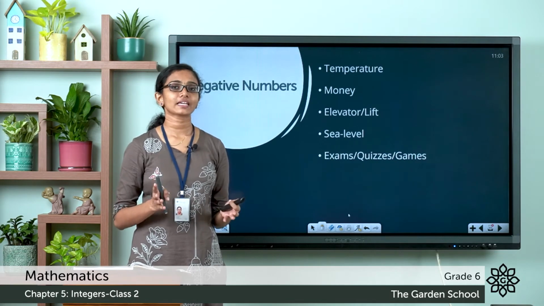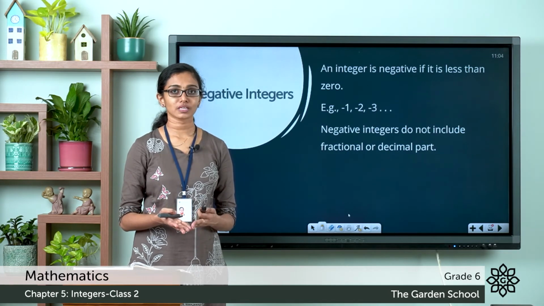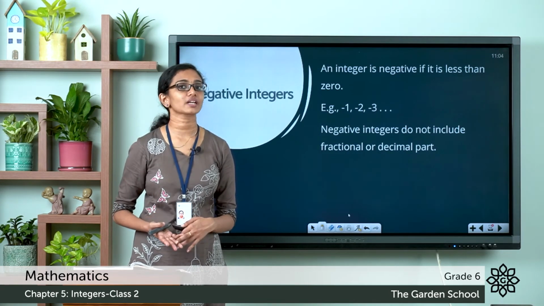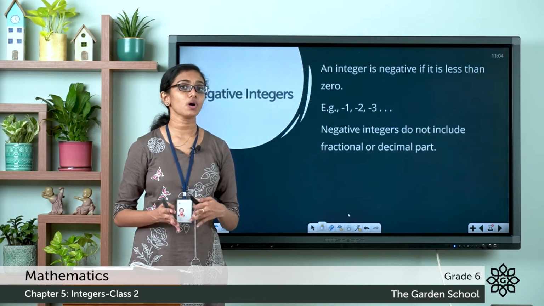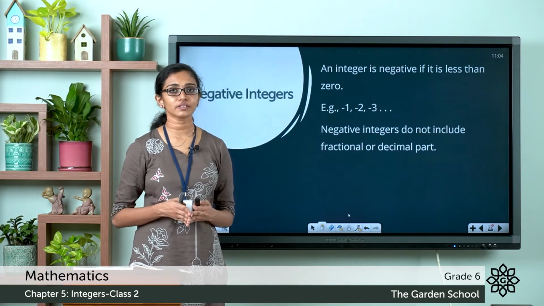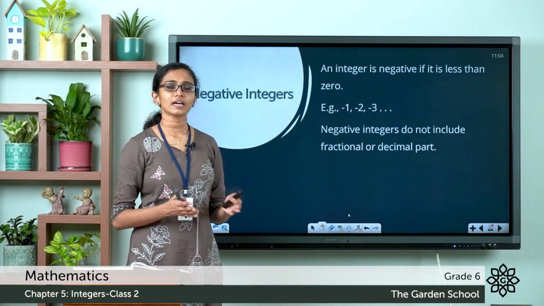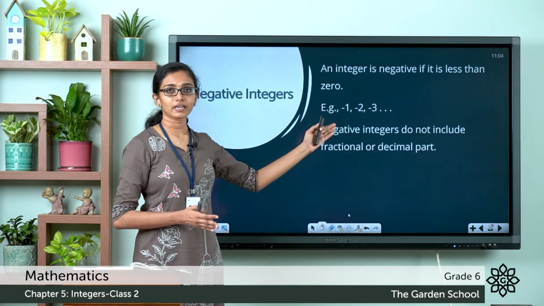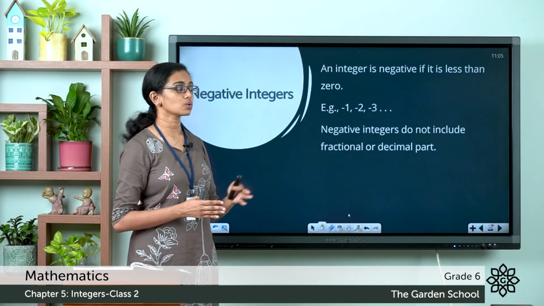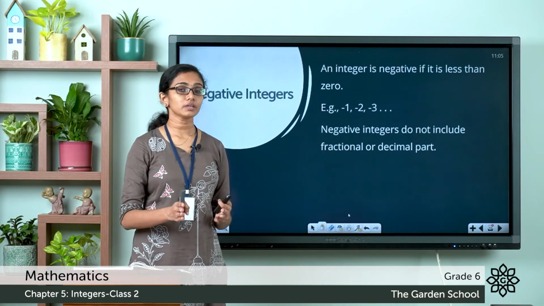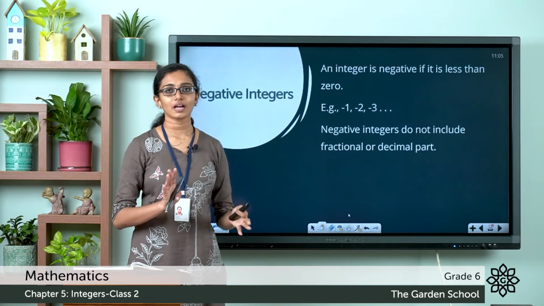Now we'll see what are negative integers. So what are integers? Integers is the collection of numbers that includes 0, numbers greater than 0 and numbers less than 0. And integers do not include decimals or fractions. So what are negative integers? An integer is negative when it is less than 0. And here you have a few examples, minus 1, minus 2, minus 3 and so on. Now don't forget, negative numbers can include fractions or decimals, but negative integers do not include fractions or decimals.